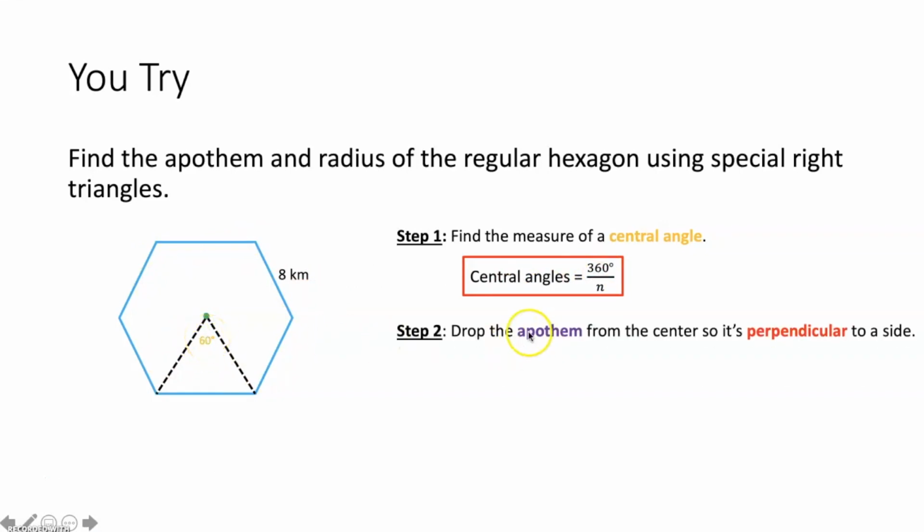Now, step 2, we are going to drop an apothem going from the center of our polygon so that it's perpendicular to this side down here. When I do that, there are 2 things I want you to note.